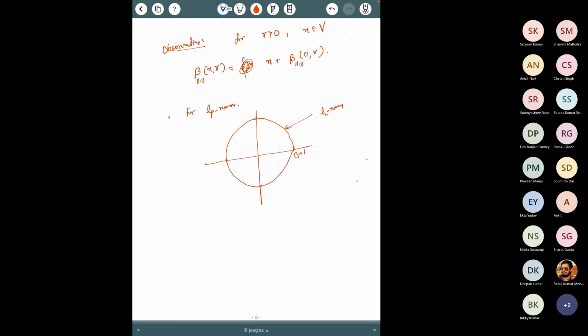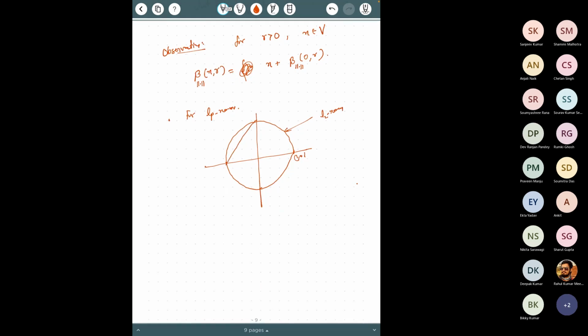For the L1 norm, the unit ball would be of this shape. And for the L1 norm, I mentioned that it is differentiable on a smaller set, so you can see that here. And for the infinity norm, it would be sort of this. So this ball here would be the ball with respect to the infinity norm.